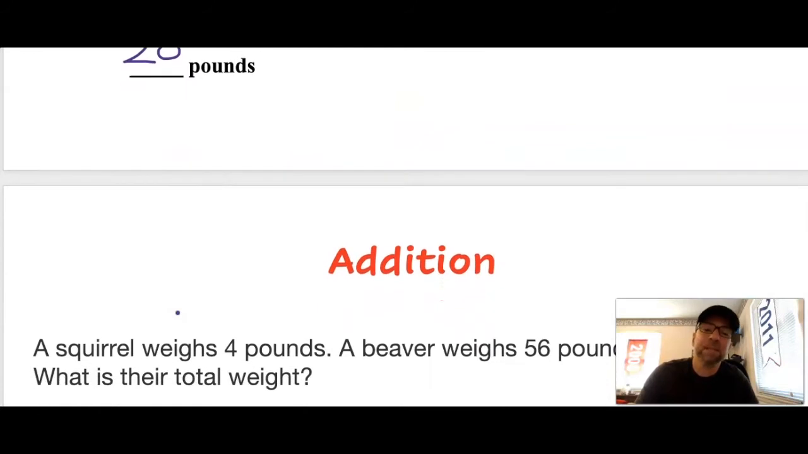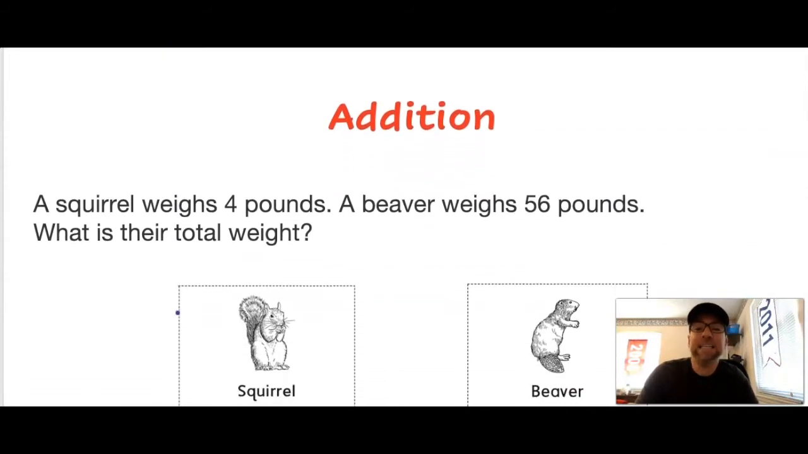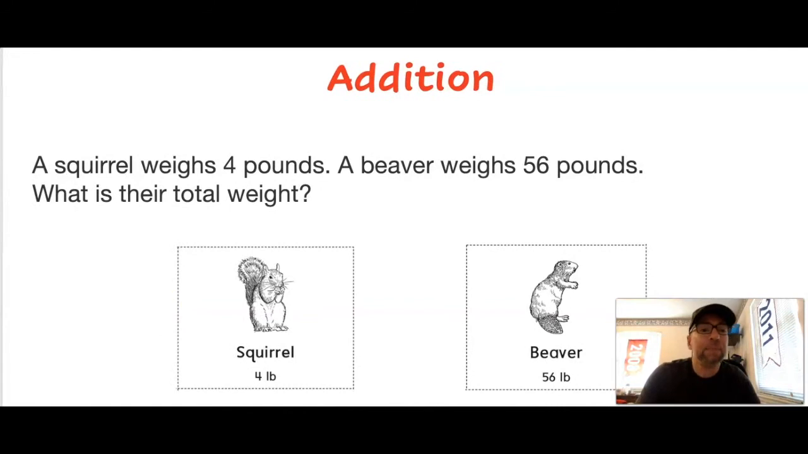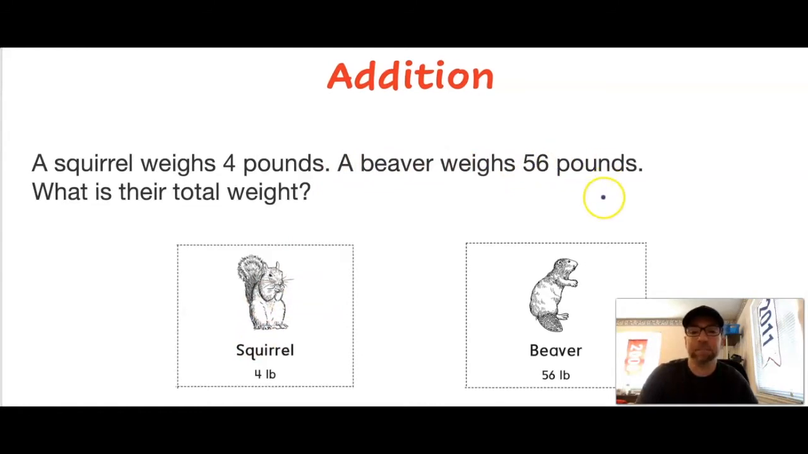You can clear off your sheet protector and your whiteboard, so we're going to try another problem. Today we're going to be looking at addition and subtraction problems that involve some bigger numbers. Here's another one for us to try. This time it says a squirrel weighs 4 pounds. Here you can see the little squirrel. A beaver weighs 56 pounds. Here's the beaver. What is their total weight?